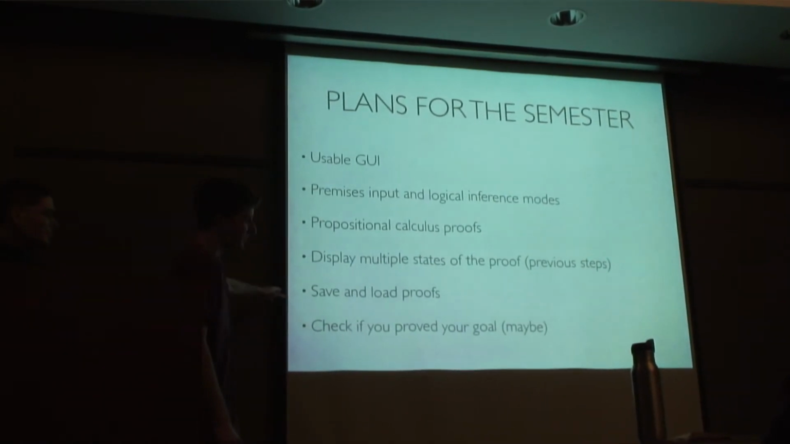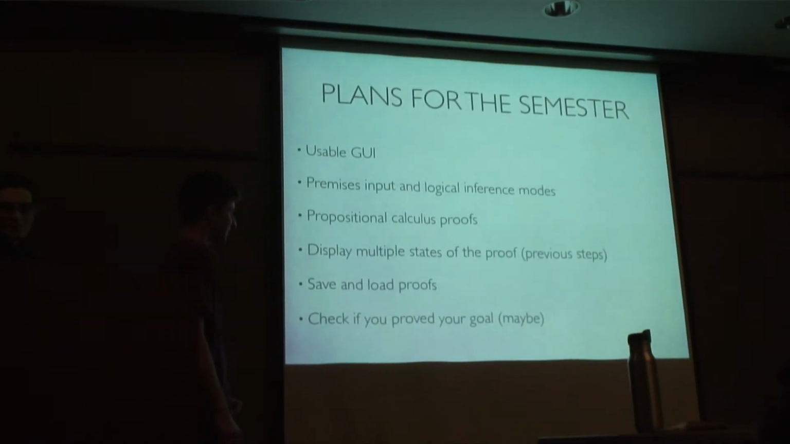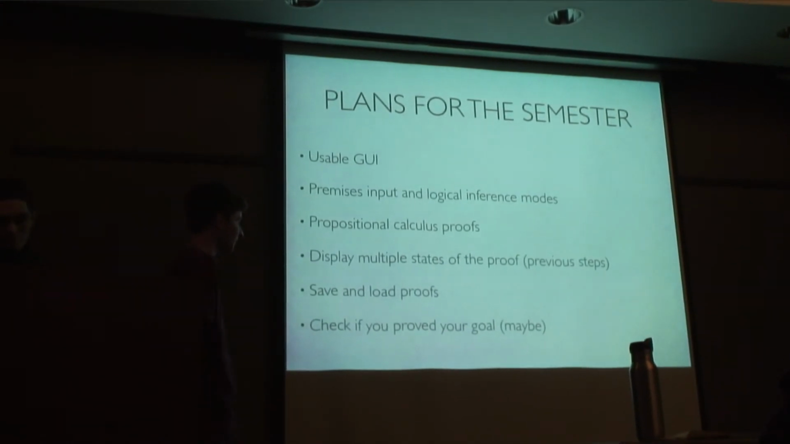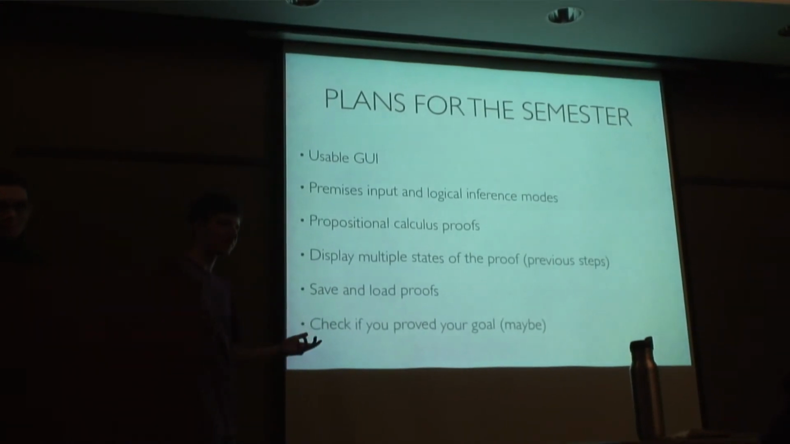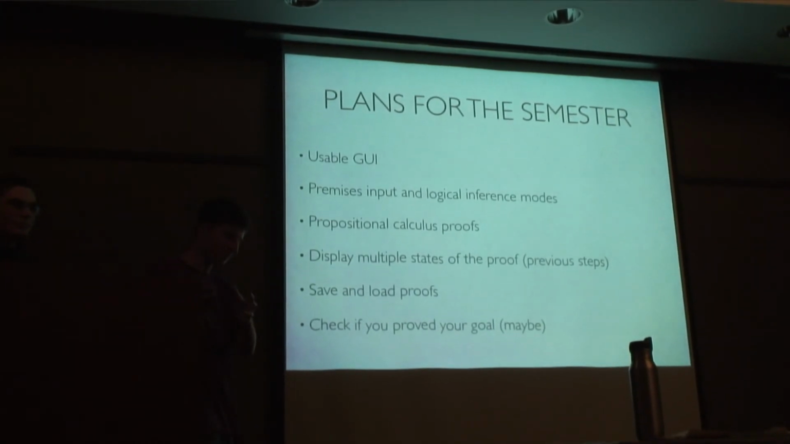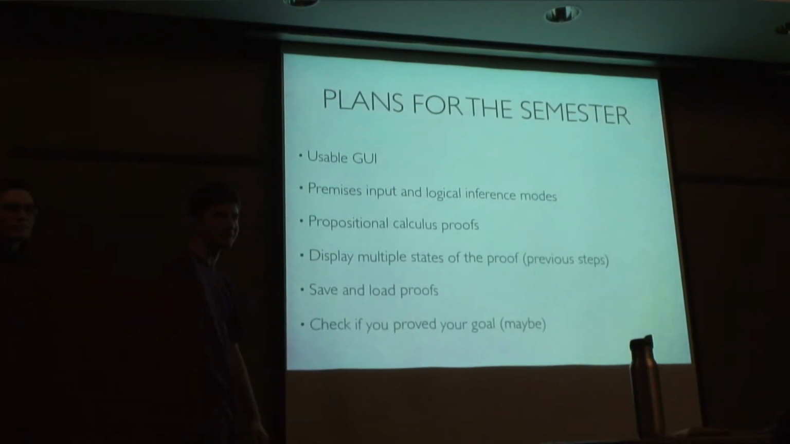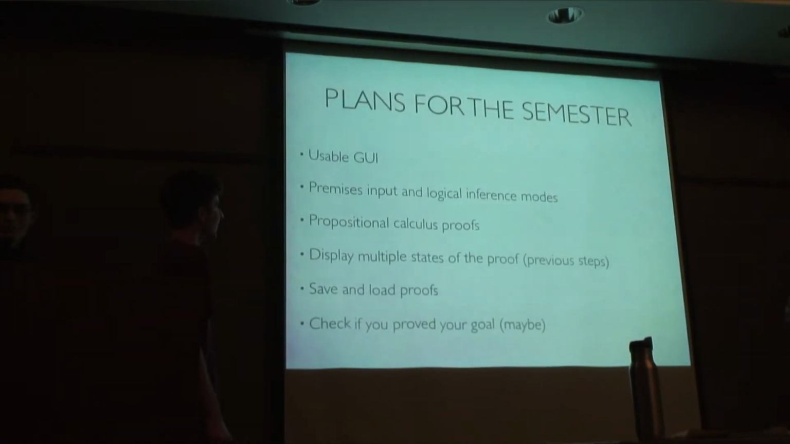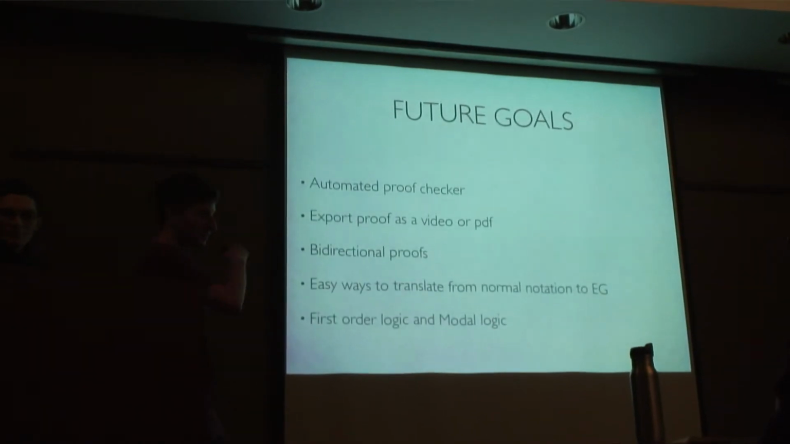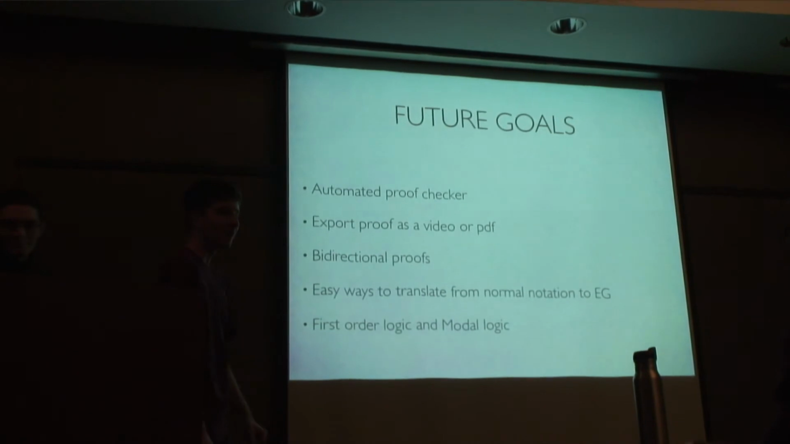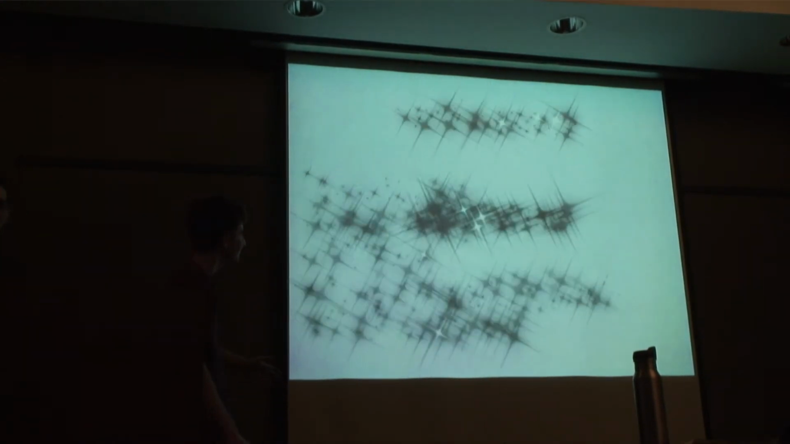But you can save and load, hopefully, probably into an XML type format. And check if you proved your goal. Another good feature would be to, in the beginning, say what your goal is, and then have a little check mark once you reached it. And of course, we have a whole ton of future goals. Multi-touch is one of them that's not even listed here. Automated proof. Nope.